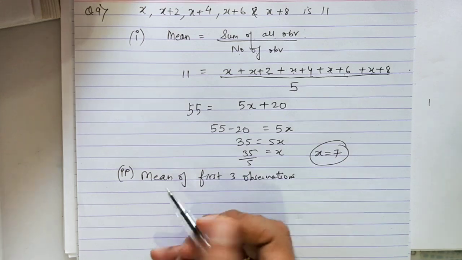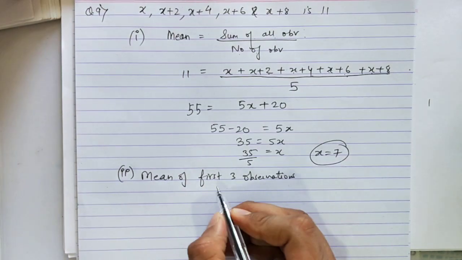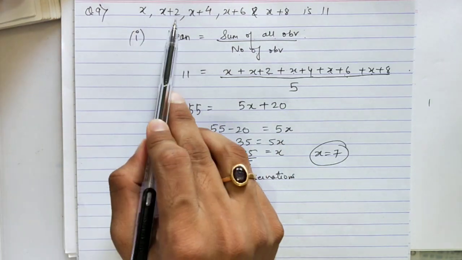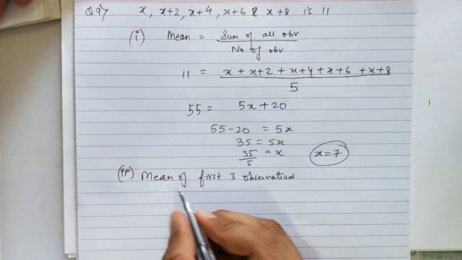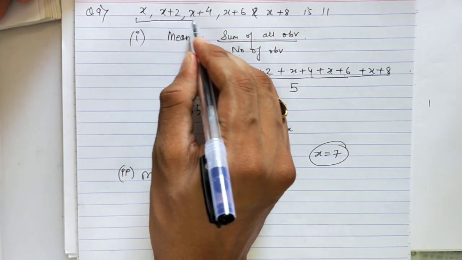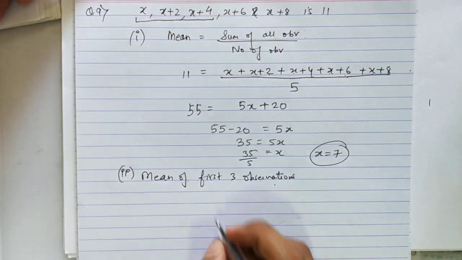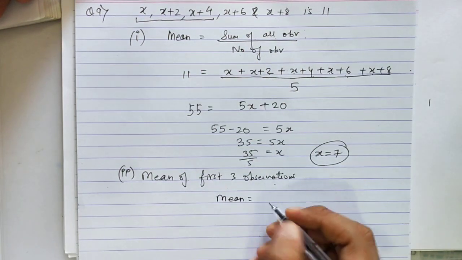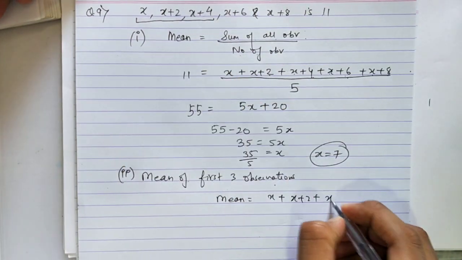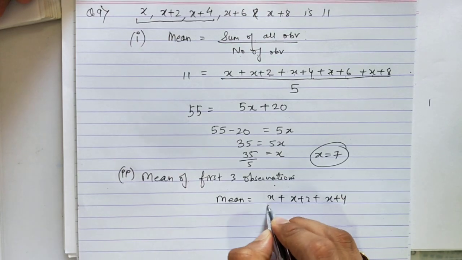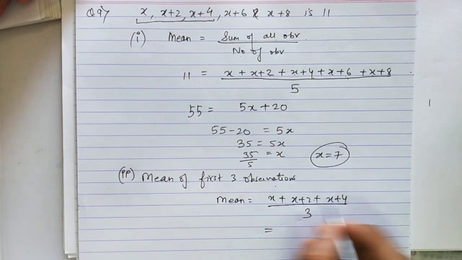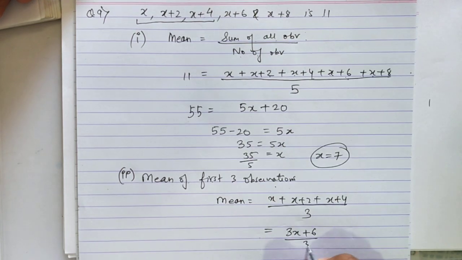Now in the second part of the question, they are saying find the mean of first 3 observations. See, these are my observations: x, x plus 2, x plus 4. So I'll find the mean of these first 3 observations. The mean is equal to, I'll add these 3 observations, x plus x plus 2 plus x plus 4, upon 3 observations. So this will become 3x plus 6 upon 3.